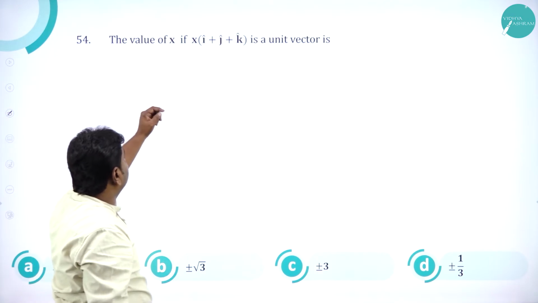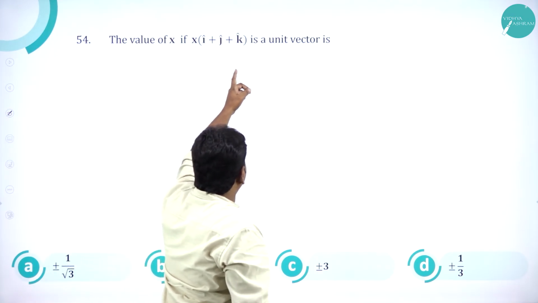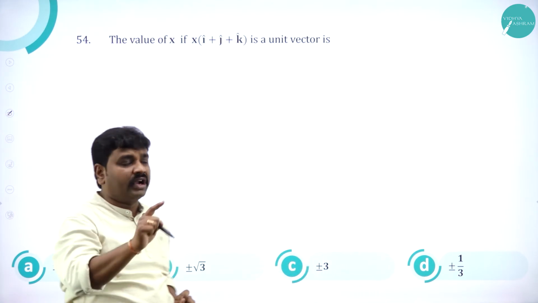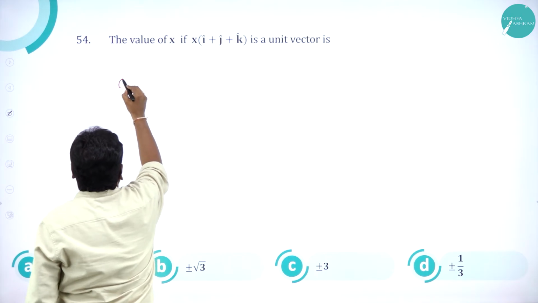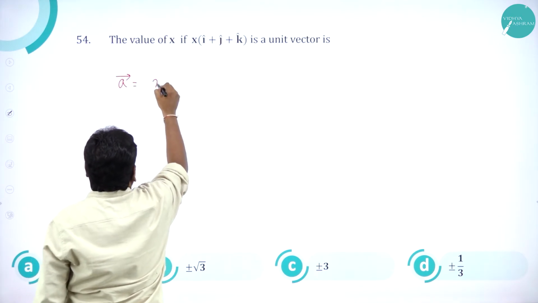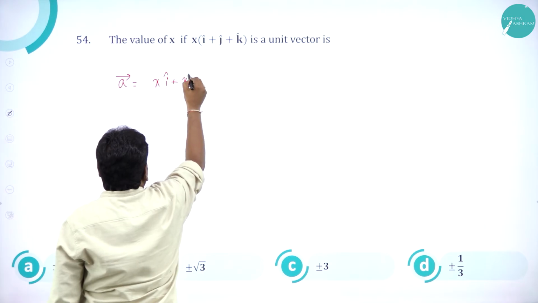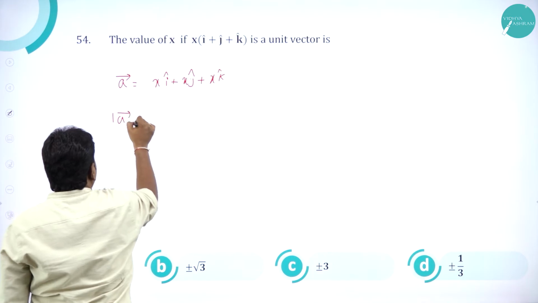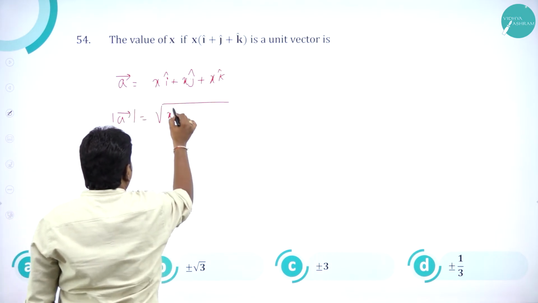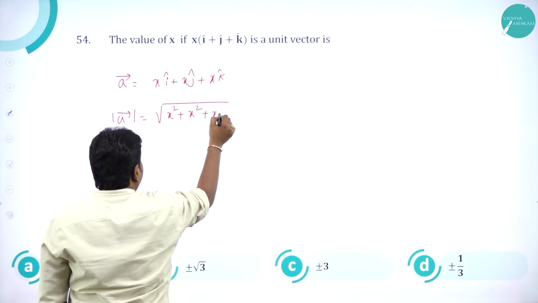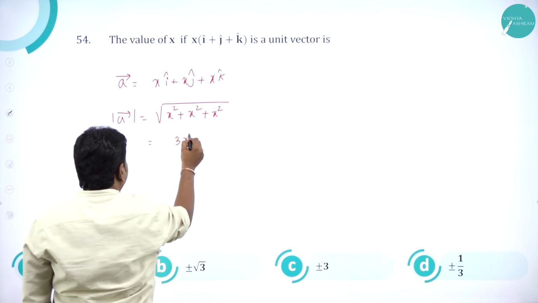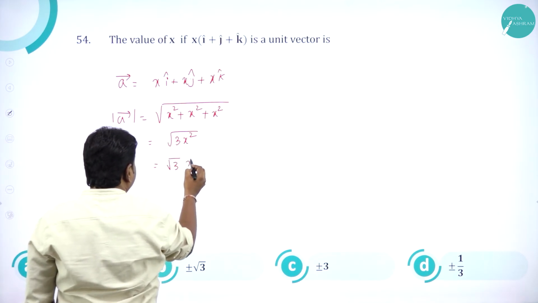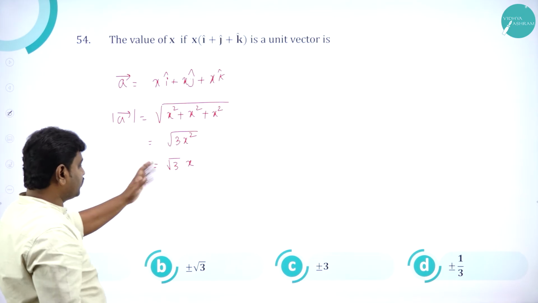The value of x, if x into i plus j plus k is a unit vector. Please understand, unit vector means what? Magnitude is 1. So I'll take vector A, multiply x to this, it becomes x i cap plus x j cap plus x k cap. This is the given vector. Unit vector they want, so I'll find the magnitude. What is the magnitude? Root of x square plus x square plus x square, that is 3x square. I can say root 3 x is the magnitude.